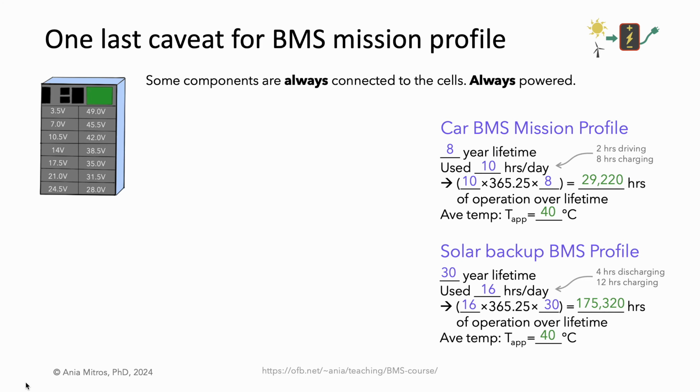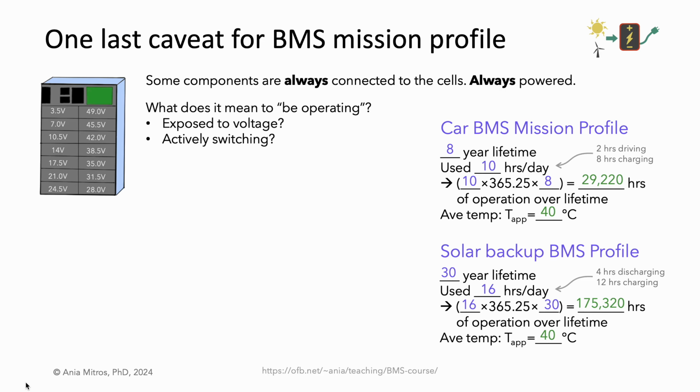Let's consider one last caveat for BMS mission profile. In a BMS, some of the electronics are always connected to the cells. They are always powered. When designing that mission profile, we need to ask, what does it mean to be operating? Does operation mean exposure to voltage or active switching?